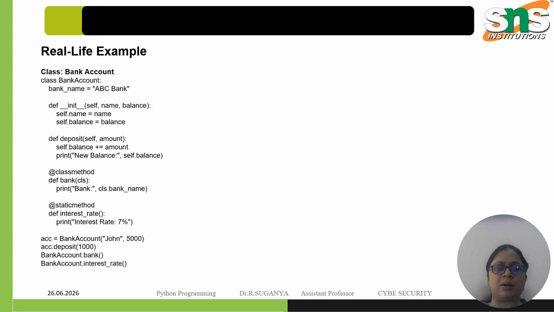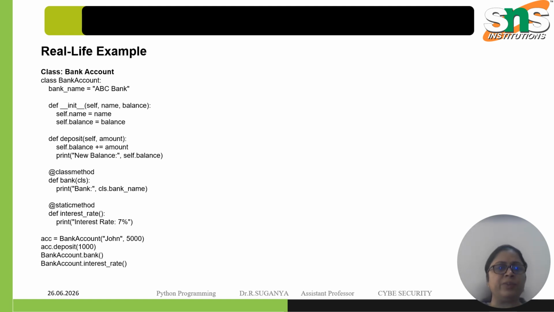We have the bank account. BankAccount is the class name, with the bank name, and we have methods like init, and deposit as a method. Here we have the bank name ABC Bank, and deposit is one of the methods. So we have a static method and a class method. The static method is interest rate, and the class method is bank.